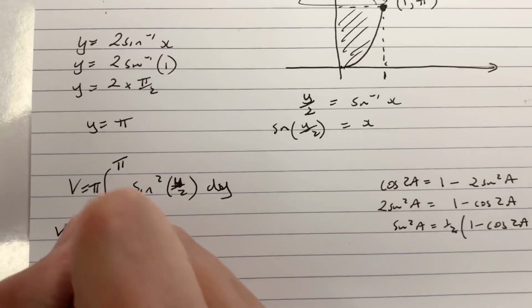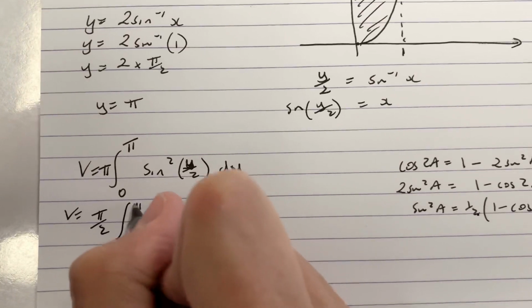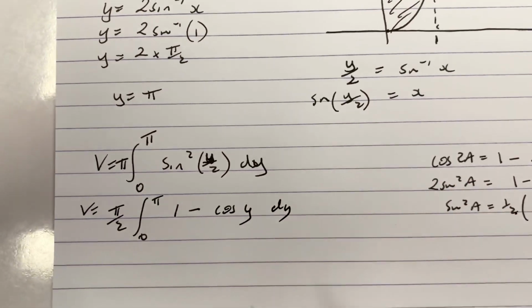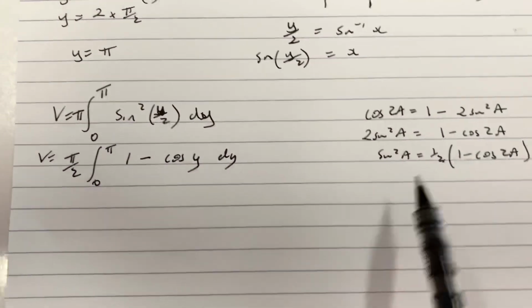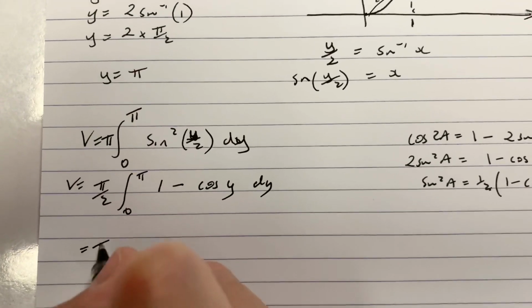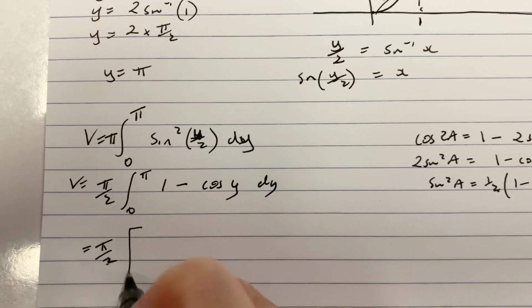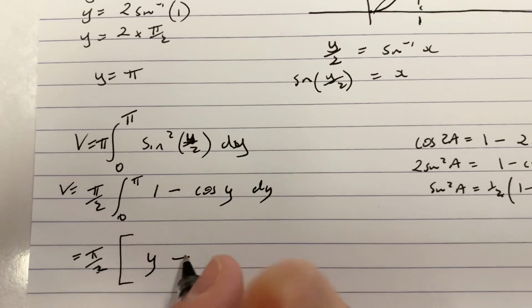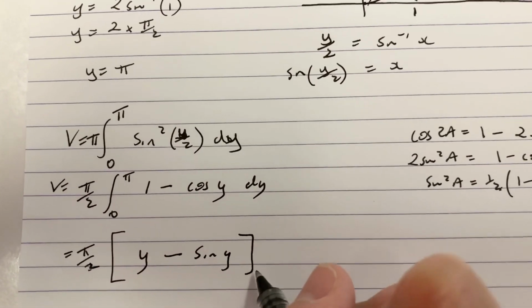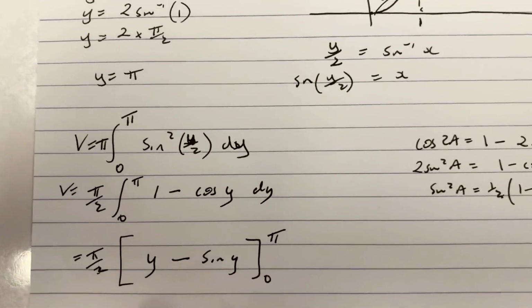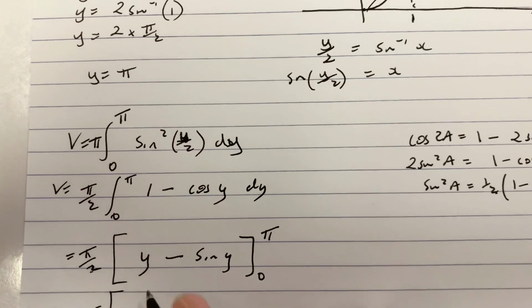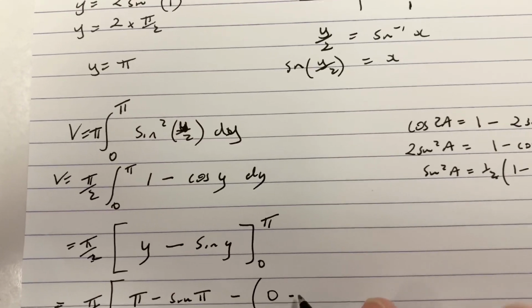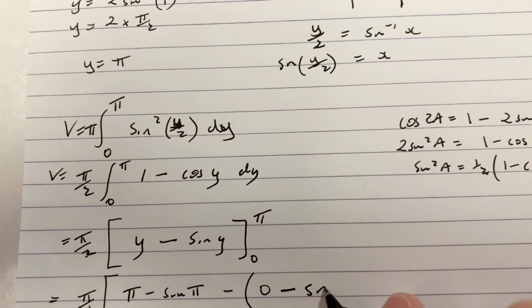The half we can put outside, so I can just make that pi on 2, 0 to pi, and I'm going to have 1 take cos y dy, because it's double angle, so obviously double. So then that's pi on 2, integrate, that'll be y minus sine y from 0 to pi. So it'll be pi take sine pi, take in brackets 0 take sine 0.